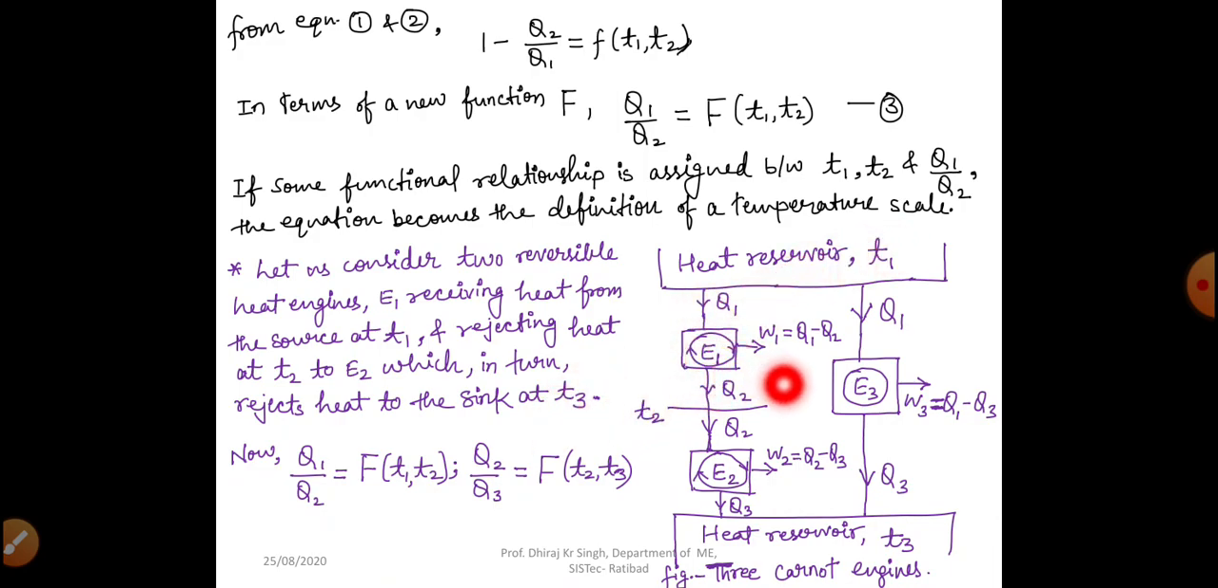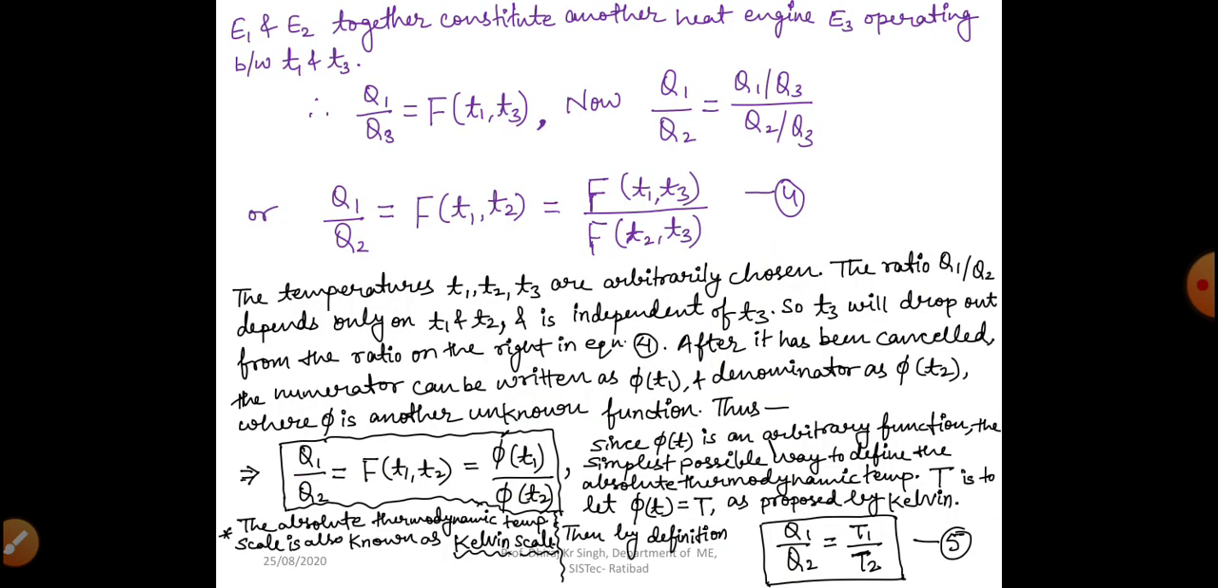Similarly, we can write Q2 by Q3 for the second heat engine. Q2 by Q3 is a function of T2 and this sink temperature T3, right? So similarly, we can write for E3 also that Q1 by Q3 is equal to a function of T1 and T3. In the next slide we can see E1 and E2 together constitute another heat engine E3 operating between T1 and T3, right? So Q1 by Q3 is a function of T1 and T3.